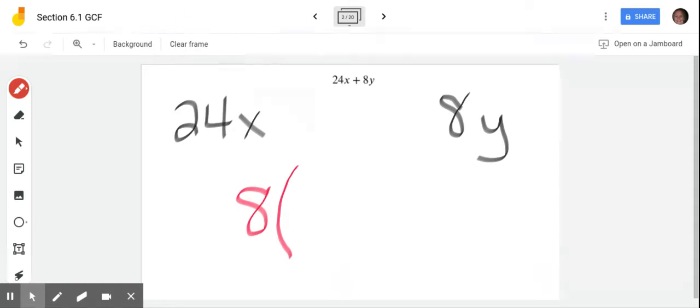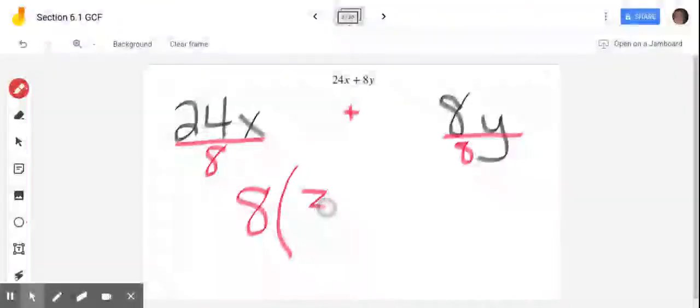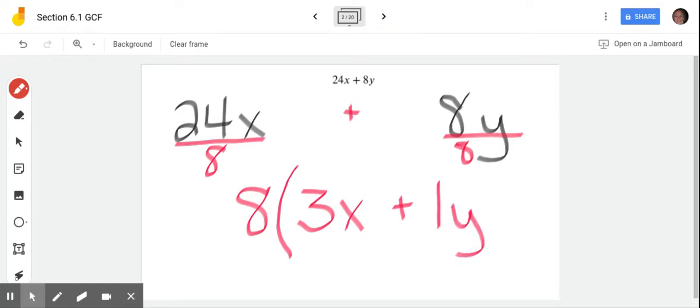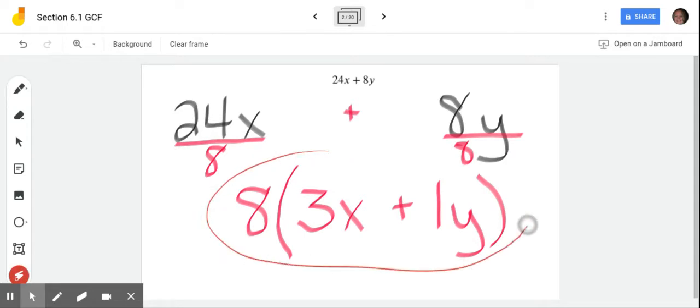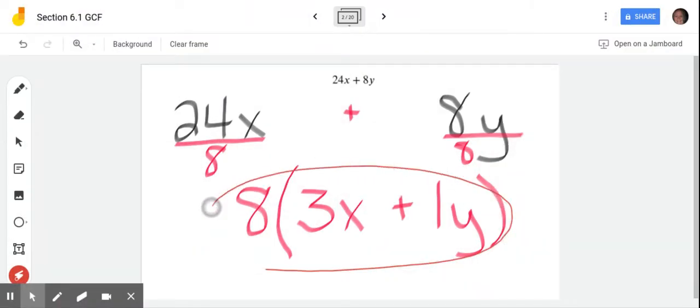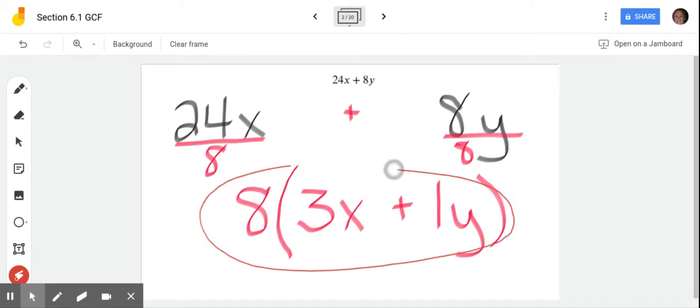When I take out a GCF, I'm really dividing all of the factors by that GCF. So 24 divided by 8 gives me 3, and I'm still left with that x. 8 divided by 8 gives me 1, and I'm still left with that y. So if I'm factoring by taking out the GCF, I'm left with 8 times 3x plus y.